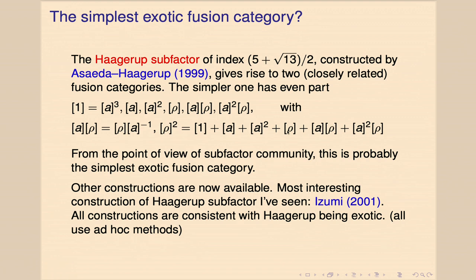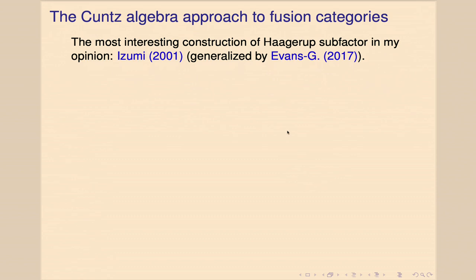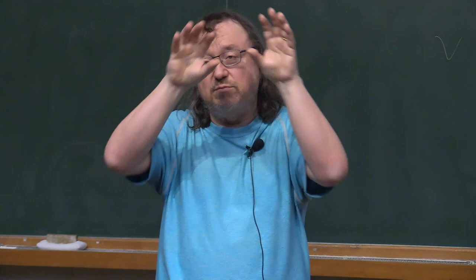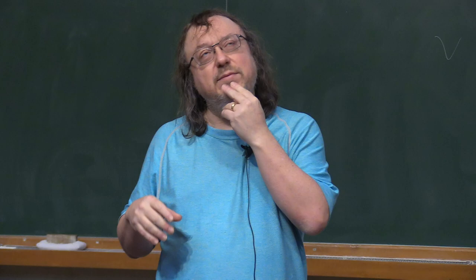Okay. So the construction that I find the most interesting is due to Izumi, and that's the one I'm going to focus on right now. It's a really, really neat idea. We're trying to create a fusion ring. Remember, a fusion ring has finitely many simples, at least up to equivalence, and it has tensor products. We have to have some way to define a tensor product. This tensor product has to be associative, but it doesn't necessarily have to be commutative. And it has duals, and it has direct sums, and I'm probably forgetting something else.